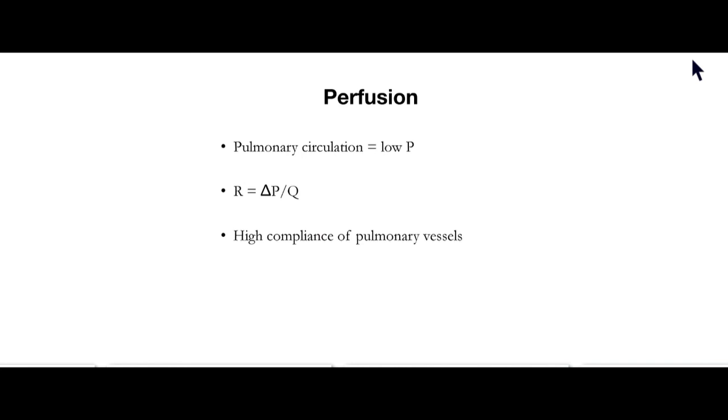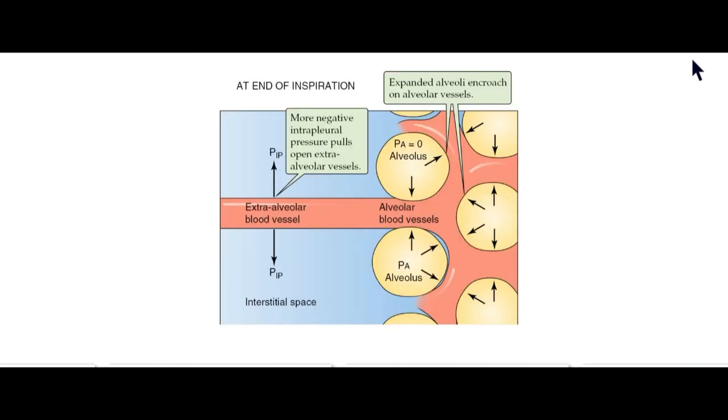You also have a relatively high compliance of your pulmonary vessels because it's receiving the exact same cardiac output that the left side is giving out. So your cardiac output between right and left is not different. If it were different, then you would have a backup of blood flow as it's moving through the system. So you have the same cardiac output, but much lower pressure because there's a lot less resistance in the pulmonary vasculature. That said, that resistance is going to differ based on which type of vessel we're talking about and which point in respiration, ventilation, that you're looking at.